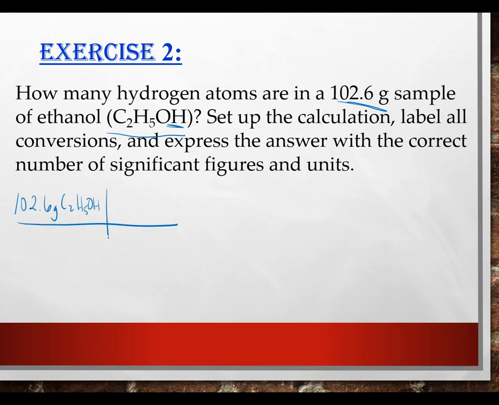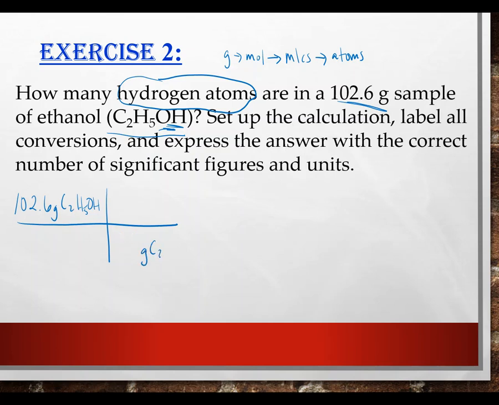Okay, so I'm starting there. Now, I need to get to hydrogen atoms. That's going to take a little bit to get there, because first of all, I have to do grams to moles, because I have to make a pit stop at the mole. That's on my mole map. Then I can go to molecules, because I have a covalent compound here. And then once I get to molecules is when I can now break it down into the atoms. So this is going to take 3 steps to get to our final conversion here.